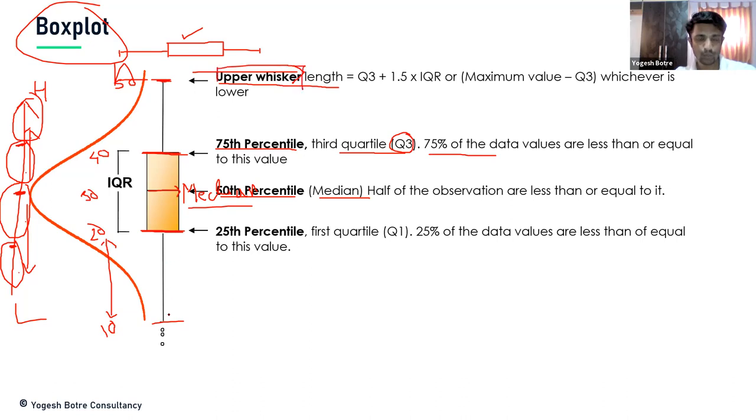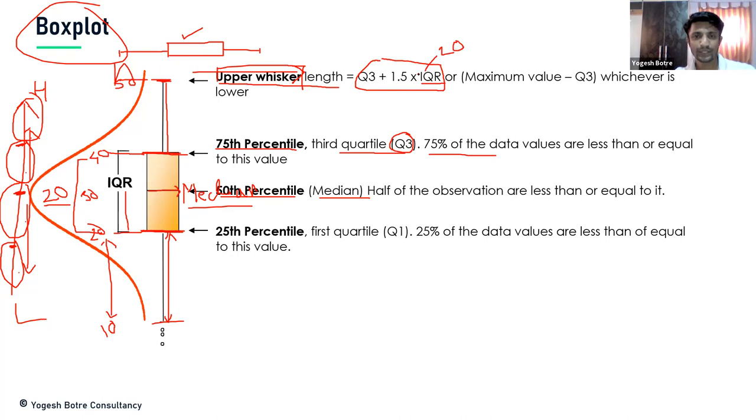If you look at this graph closely, this length is less and this length is higher. That length is defined by this formula: quartile 3 plus 1.5 multiplied by the interquartile range. The interquartile range is nothing but this area, the middle 50% portion. In this case, 40 minus 20, or this range is basically 20 here. That means my interquartile range is 20.